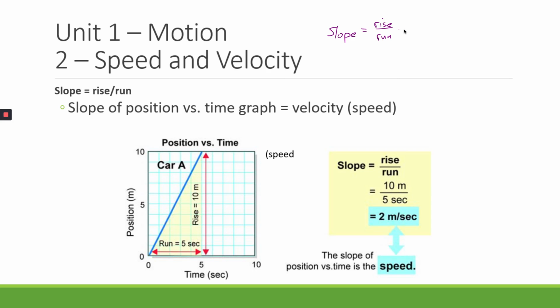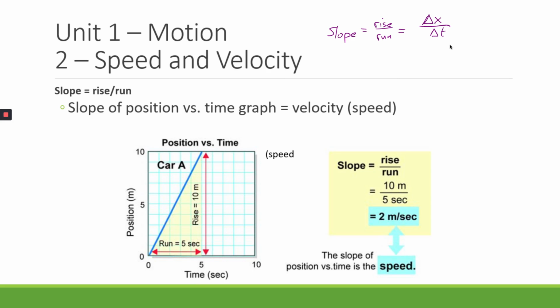What is our rise in one of these position per time graphs? Our rise is essentially our change in position, correct? So our rise is going to be delta x. Our change in position is just our displacement. And then our run, your x-axis here is your run, correct? Your run is just your change in time, so delta t.